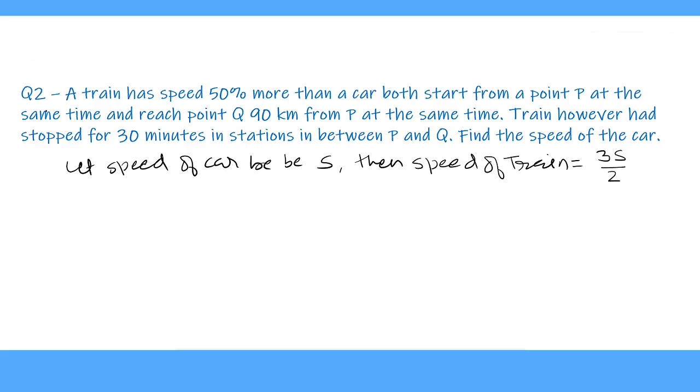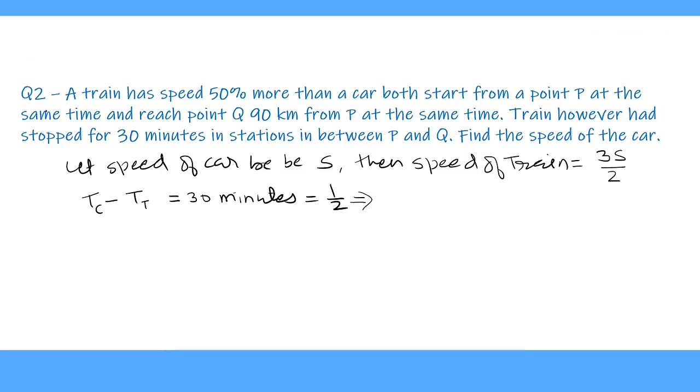So the time difference between the car and train is half an hour. We write time of car minus time of train equal to 30 minutes, equal to half an hour. As the speed has been given in kilometer per hour, we have to take the time in the similar unit, which is hour. Now we solve like this.